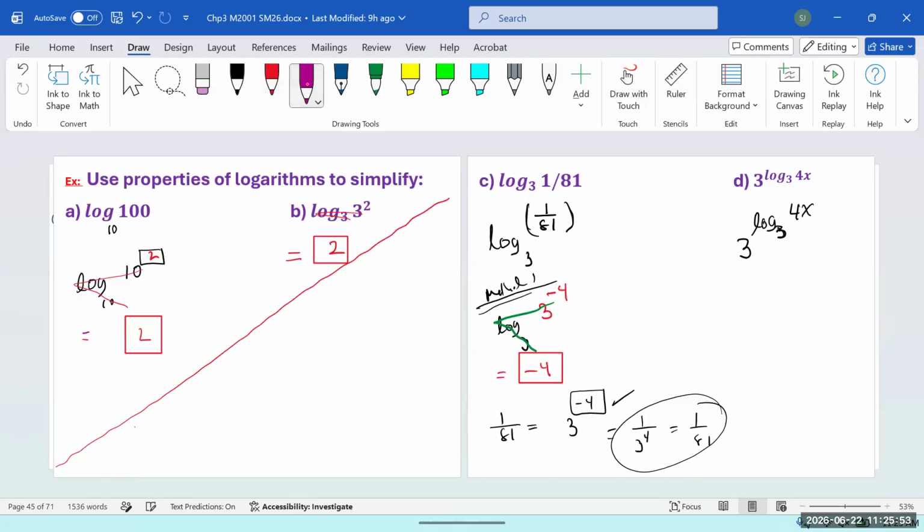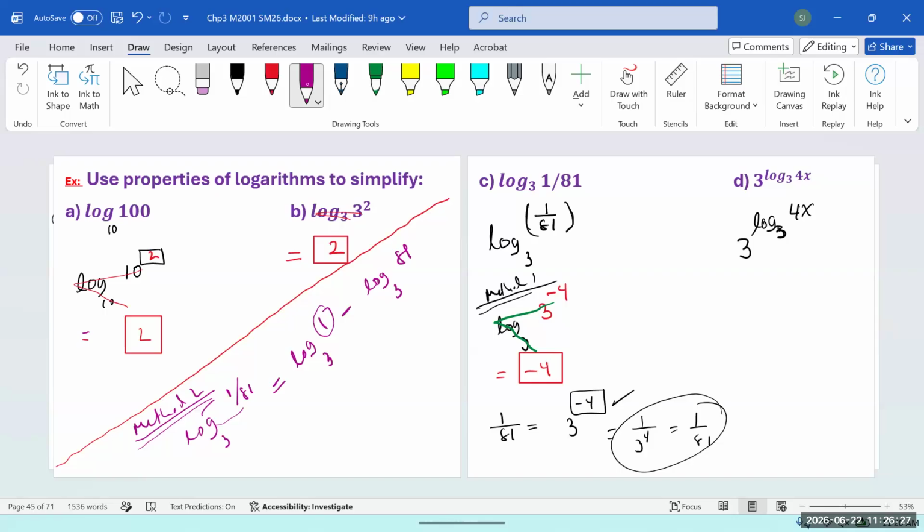Or you can use the second method, which is this. We have log of 1 over 81 in the base 3. See, in division, we can distribute the log with a minus sign. So log base 3 of 1 minus log base 3 of 81. What is log 1? The base doesn't matter. As long as x is 1, how much is the y value?